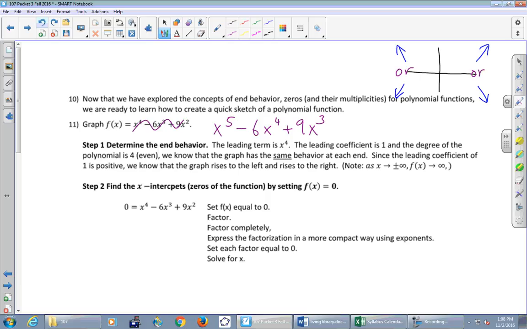Do we know what that looks like? Nope. Some of us do. We probably don't know it as well as the x squared. X cubed. Okay, so down that way, up that way. Good. As we go to the far left, what's happening to the y values? Negative infinity. And to the far right, positive infinity. Arms down.